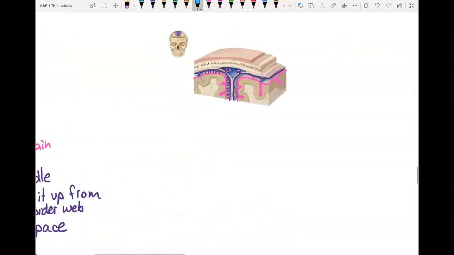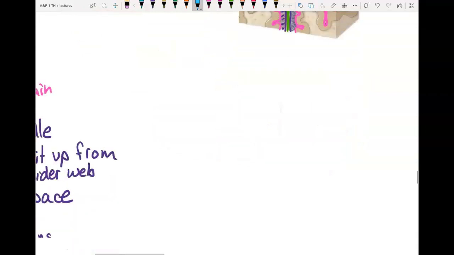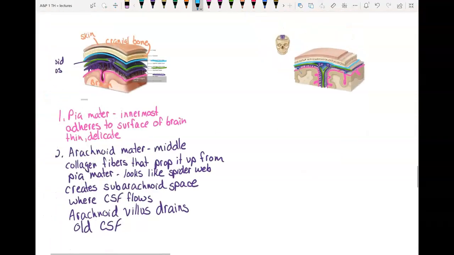So we can come over here and label those in this picture. So this is the meningeal layer. And then the top one here is the periosteal layer. So we'll do a different color for dura mater as a whole.